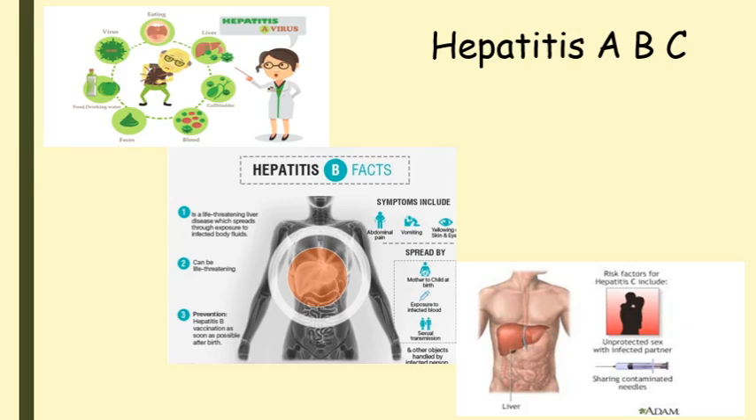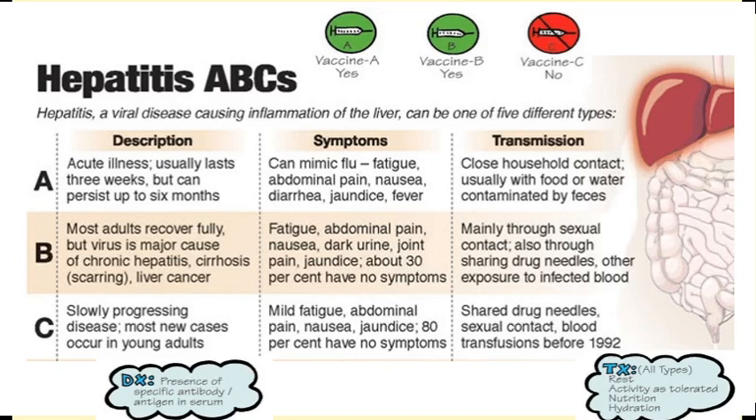We want to educate about transmission. All of these, hepatitis A, B, and C, we need to educate about transmission. We need to know how they're transmitted so we can teach our patients. So if we look at this slide, hepatitis A, they usually have an acute illness. It usually lasts 3 weeks, but can be persistent up to 6 months.